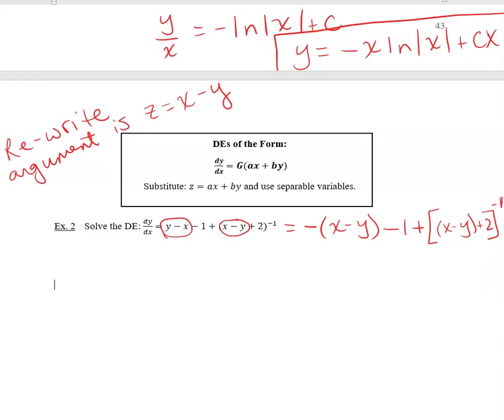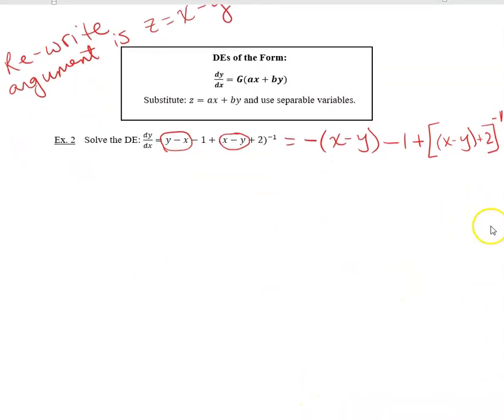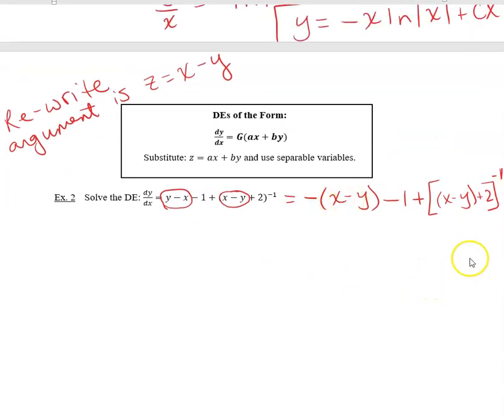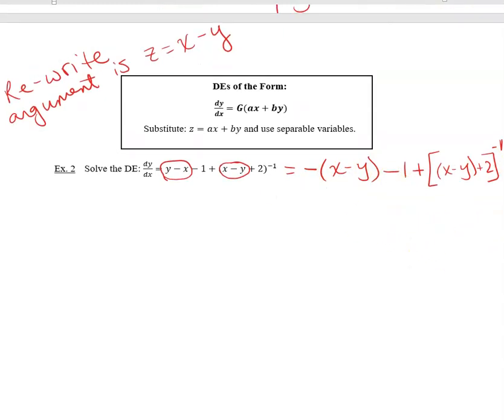So I didn't do any heavy algebra here to manipulate or multiply by anything. All I did was rearrange so that I've got this x minus y expression that can now be replaced with that z substitution. So I'm going to let z equal x minus y. So similar to the last example, I'm doing a change of variables here. I'm letting z equal x minus y.